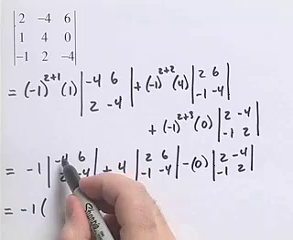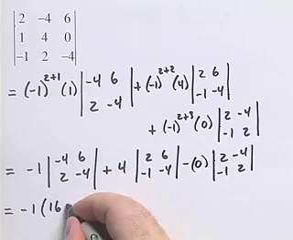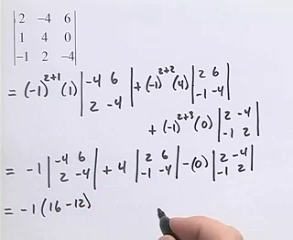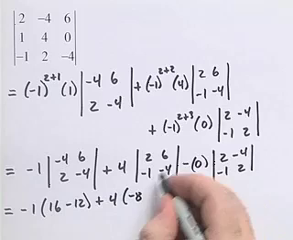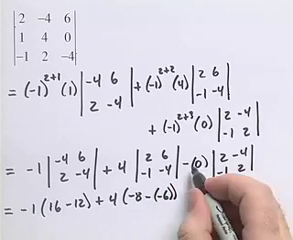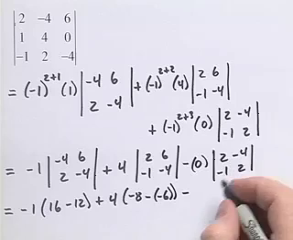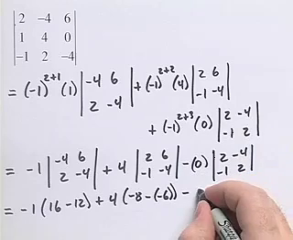Now when we do this determinant, -4 times -4 is 16. 2 times 6 is 12, so we'll have 16 minus 12. Plus 4 times, we'll get -8 minus -6. And since this is 0 times that determinant, we really don't need to evaluate that determinant because it's going to end up being 0 anyway.